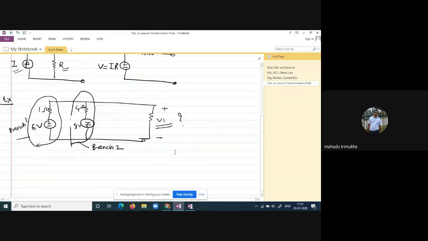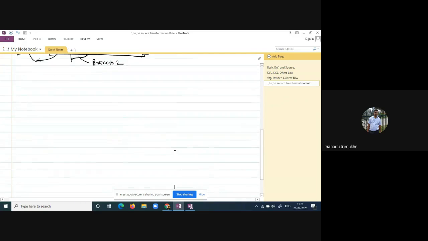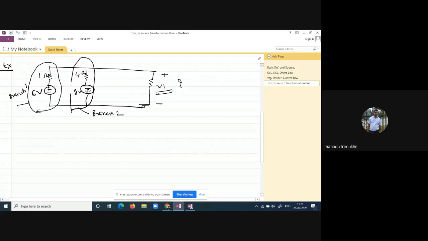Okay, so we'll reduce the diagram here. Here you will get the 6 ampere current, and the 1 ohm resistor is connected as a shunt with the 6 ampere current source, right? Similarly, you have converted again to a current source.